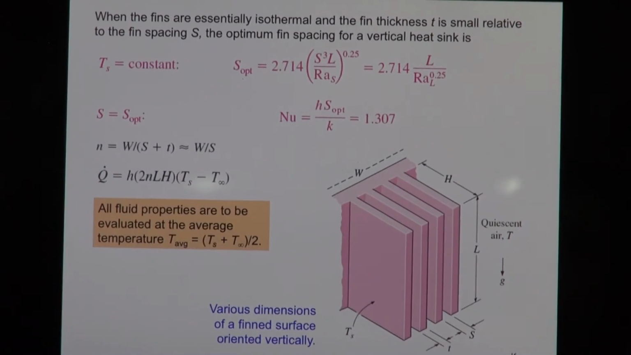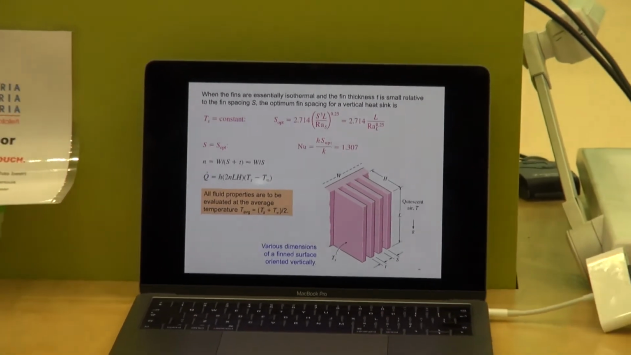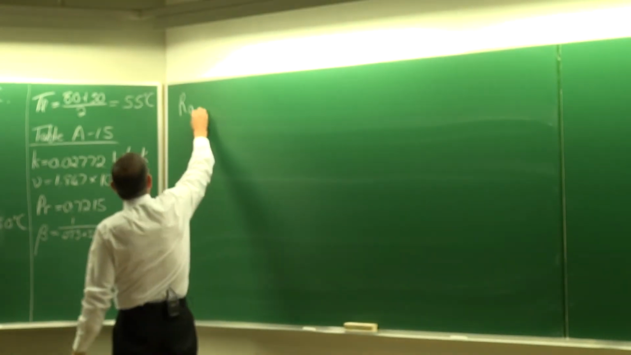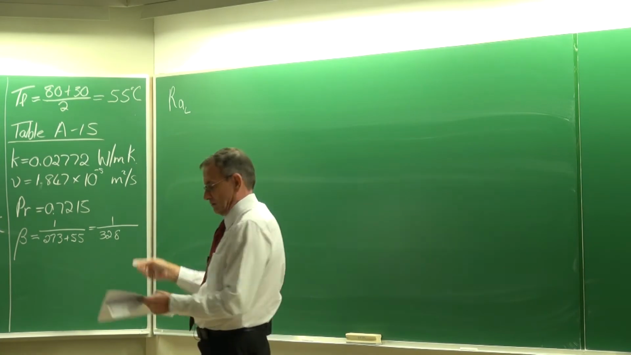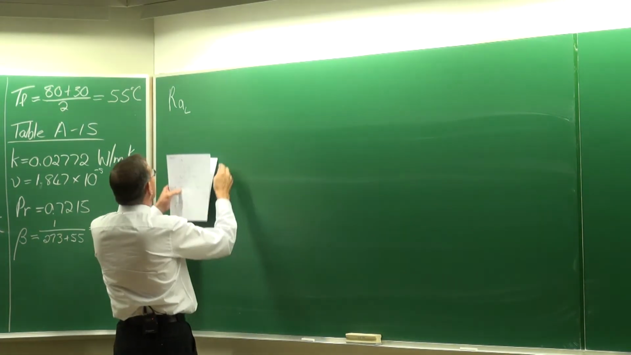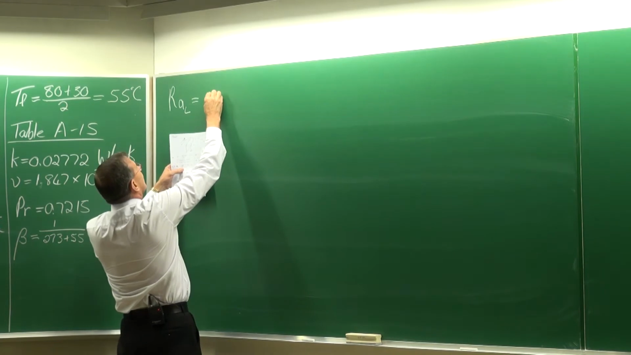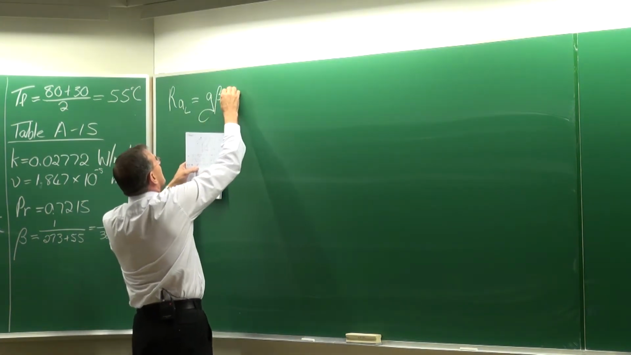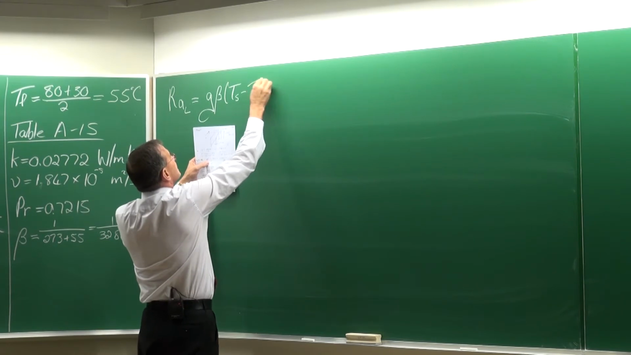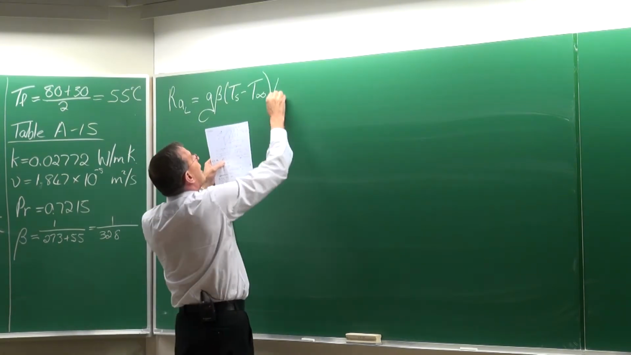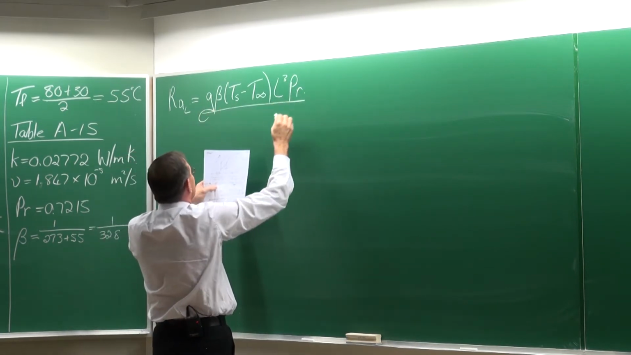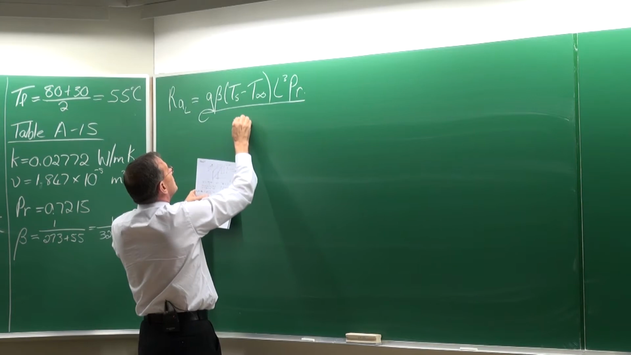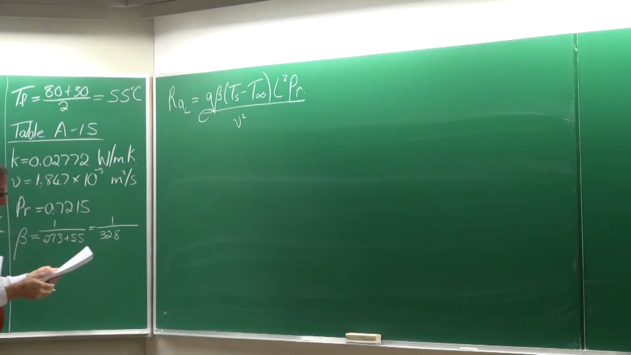Okay? So, what we are going to do is, in this case, we do not have S yet. It is what we have to determine. So therefore, we are rather going to use the Rayleigh number based on the length. So the Rayleigh number based on the length is equal to G beta (Ts minus T infinite) L to the third multiplied by the Prandtl number divided by the kinematic viscosity square.